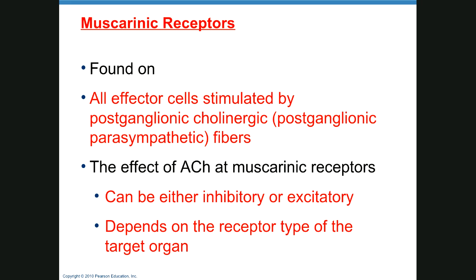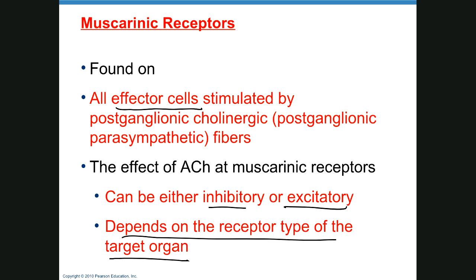Muscarinic receptors, on the other hand, can be inhibitory or excitatory, and they are found in the effector organs that are served by the postganglionic fibers. So depending on the receptor type of the target organ, an inhibition of the organ will take place or an excitation of the organ will take place.